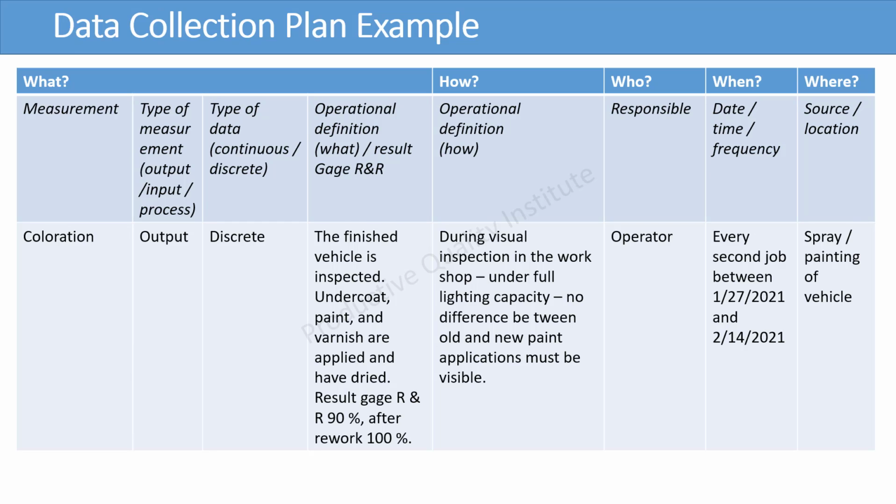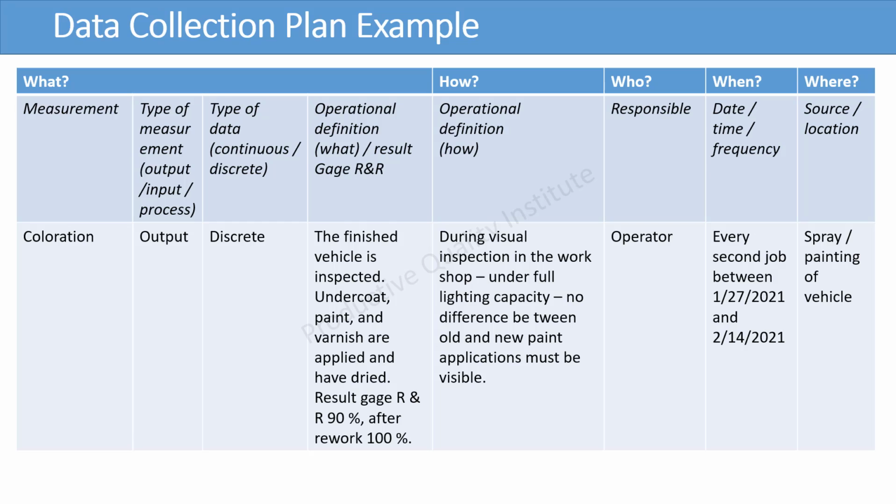Example of data collection plan. We will measure the coloration. The type of measurement will be output. The type of the data will be discrete. The operational definition of the data is that the finished vehicle is inspected. The undercoat, paint, and varnish are applied and have dried. The results are that gauge R&R is 90%, and after rework, it will be 100%.